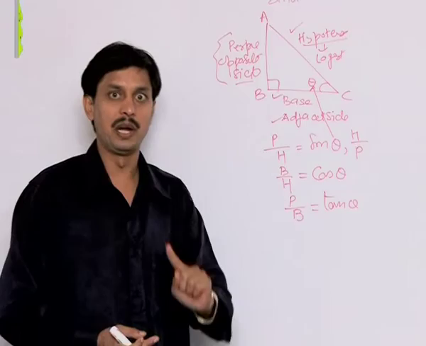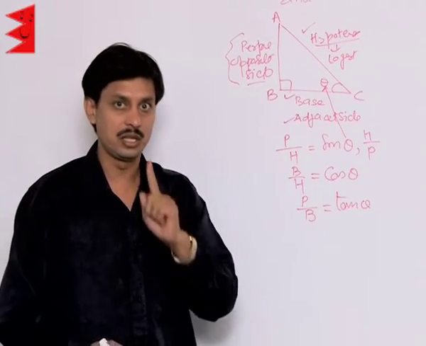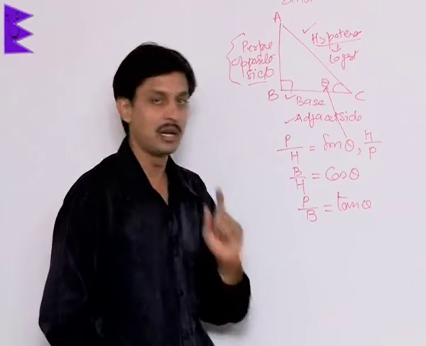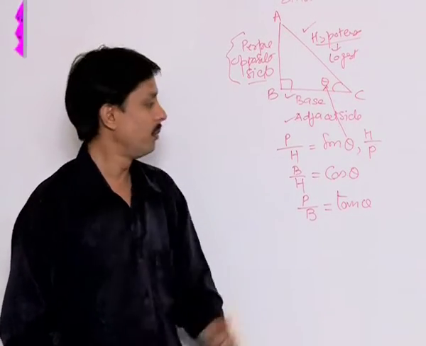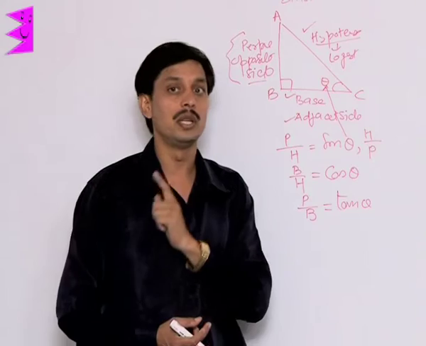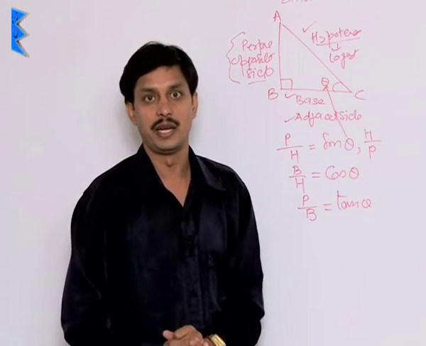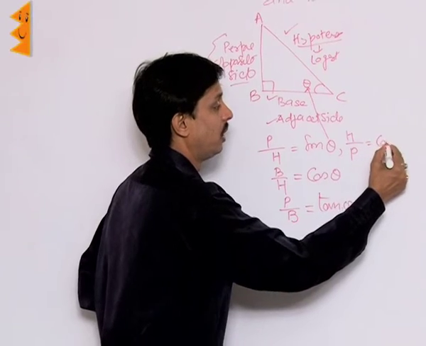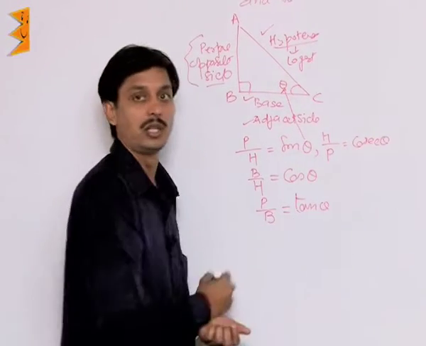Name of the perpendicular in the trigonometric language is the opposite side. Name of the base in trigonometry is the adjacent side, and name of the hypotenuse in trigonometry is the longest side. So this ratio of the hypotenuse upon perpendicular is known as cosec theta.